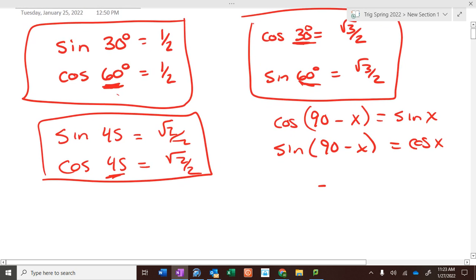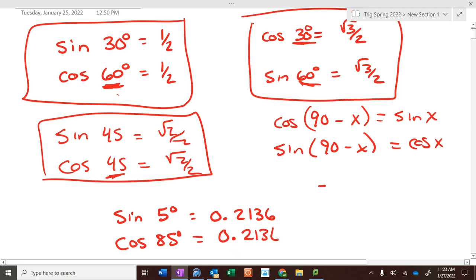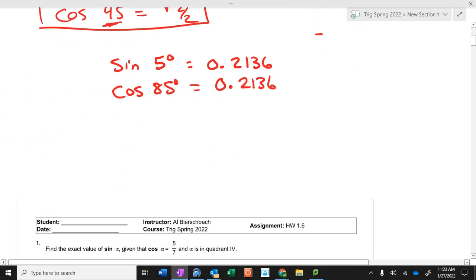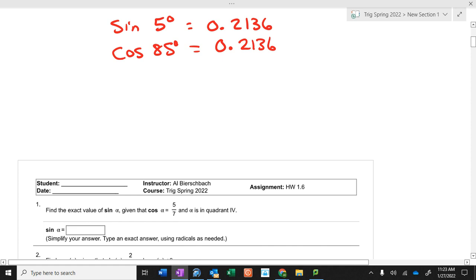Okay? So, what if I told you, and this is a total fabrication, that the sine of 5 degrees was equal to 0.2136? What would the cosine of 85 degrees be? 0.2136. See how sines and cosines are related in that fashion, okay? Sines and cosines are also related when it comes to different areas of the quadrants.